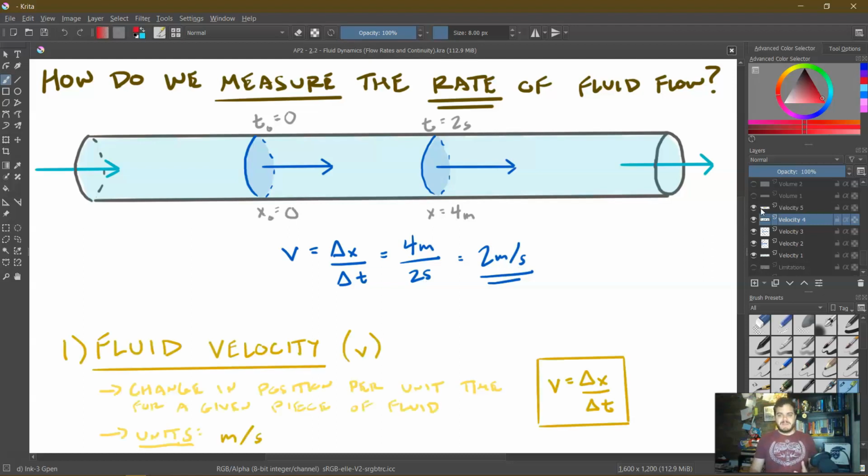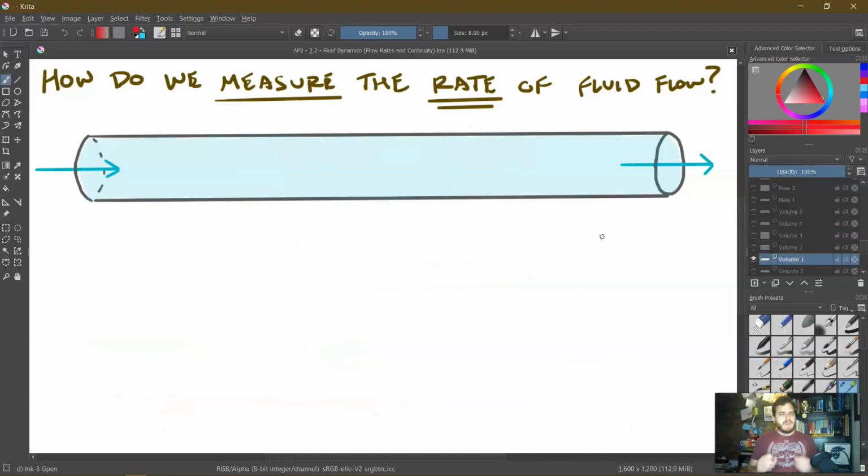Now we're going to change the name slightly and just say this is what we call the fluid velocity. But it still uses the same symbol we've always used, which is a lowercase v. And this is just a change in position per unit time for this given piece of fluid. It's no different than the typical velocity equation, v equals delta x over delta t, and the units are also the same, simply meters per second. But there are some other ways we want to measure how fast fluid is flowing.